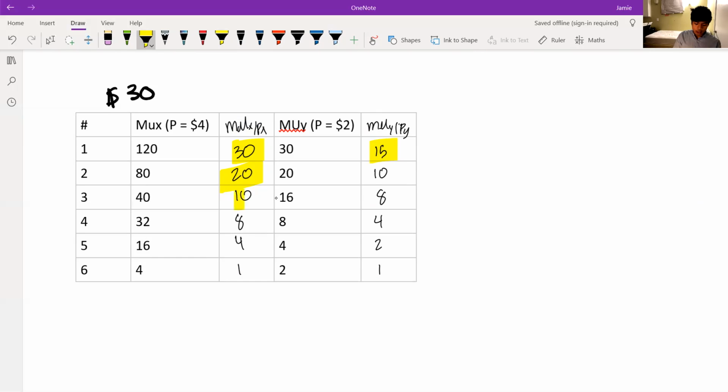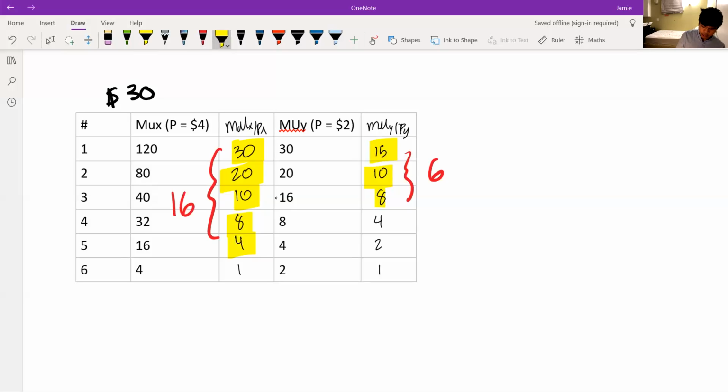So rinse and repeat. At 3 units of X and 2 units of Y, I'm going to buy both because they yield the same marginal utility per dollar, and I'm still within my budget constraint. Now, how much income do I have left over? This is 6, and 4 times 4 is 16. 6 plus 16 is 22. So I have $22, and I still have a few more dollars left over.